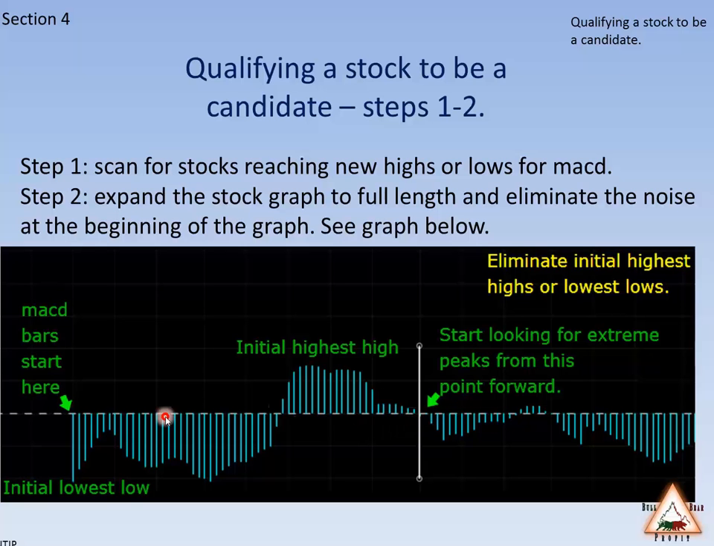This we consider noise here, and you can tell when you expand a graph as big as it can get time-wise. You always have this dead space where there's nothing at all. There's no data to start creating MACD. So this is initially just not reached a level where the bars start becoming accurate. This is just initial data, so we'll start right here. Eliminate initial highs, highest highs or lowest lows. That's the initial lowest low, and this is the initial highest high.